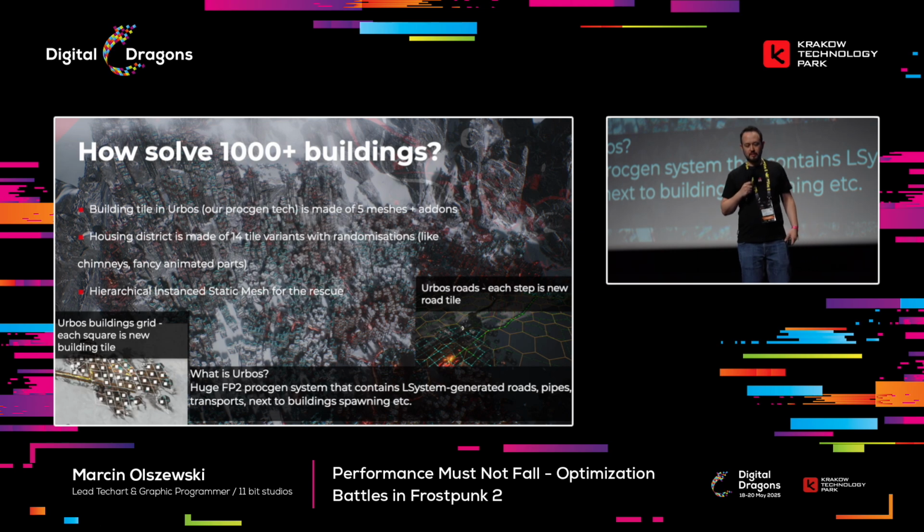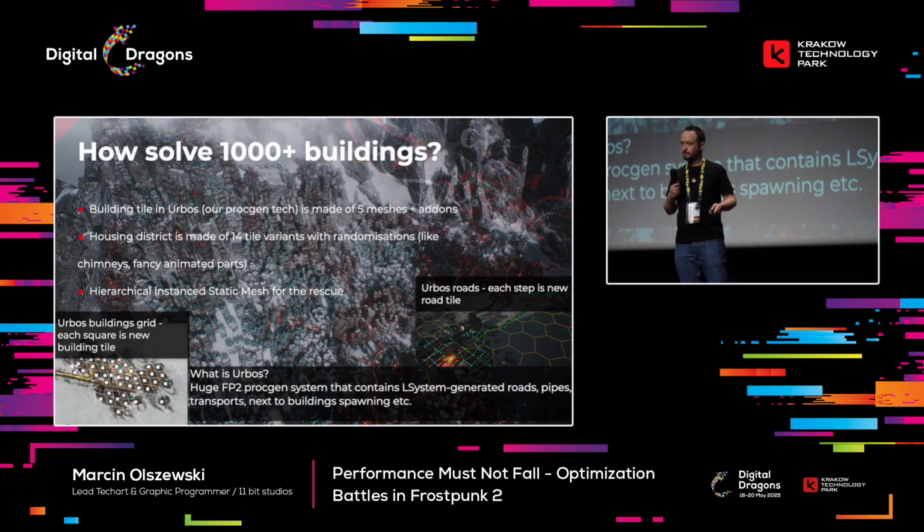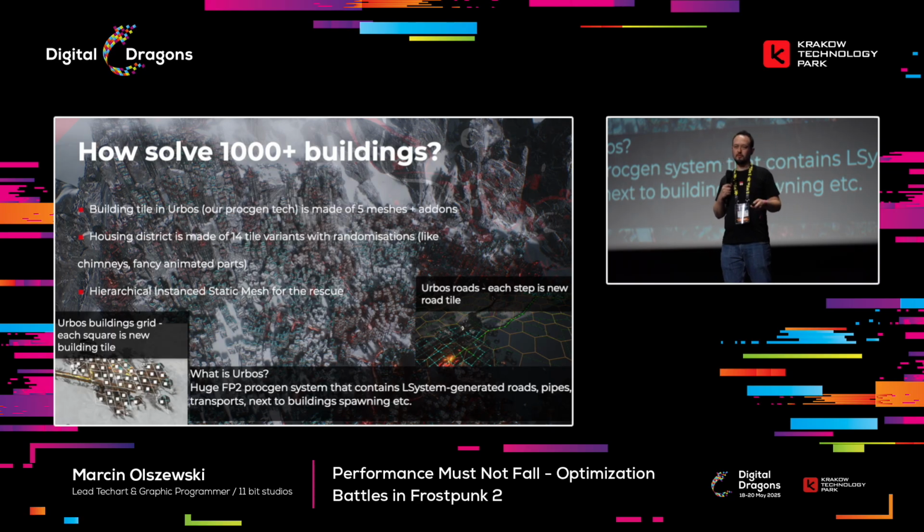Okay, so how to solve 1,000 buildings? A single building can have 5 meshes plus add-ons like chimneys or some stuff on roofs, which are mostly visible. And our Urbos procgen tech has to handle it, which is not easy. For example, housing also has 14 tile variants. So as you can imagine, it's not easy to batch when you have, for example, 14 of them in a single district. And those districts, we can have, for example, 30.